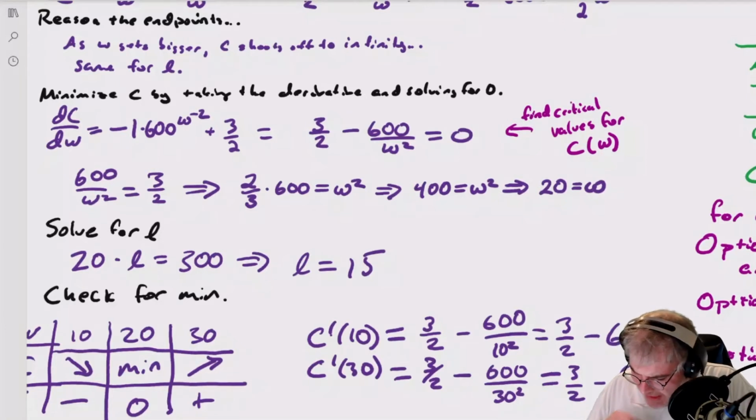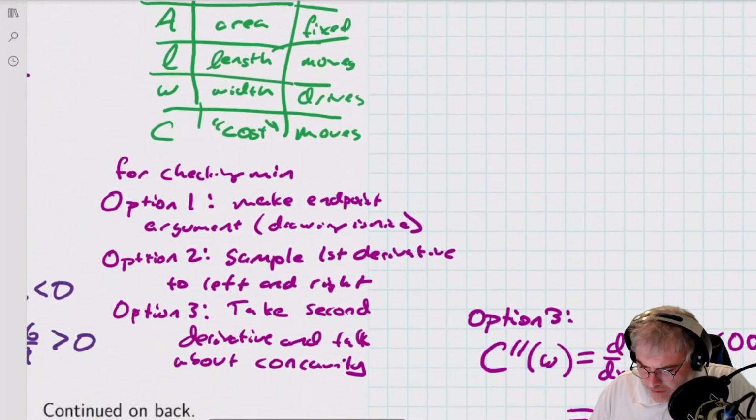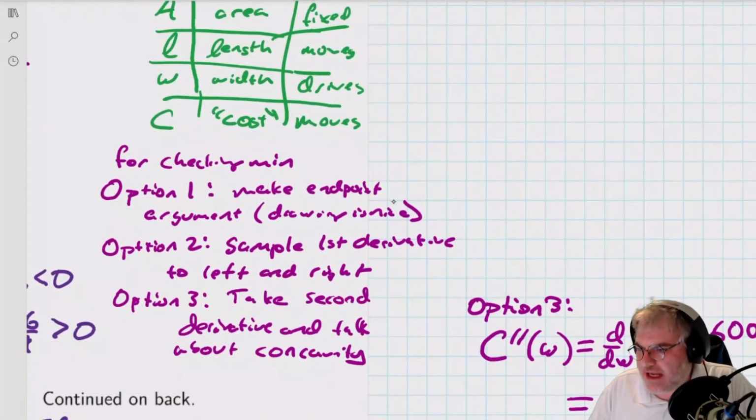Now, I need to check to make sure that I have a min. There are three ways to do this. The first is to make an endpoint argument. And for this, a drawing is always nice. The second thing I could do is sample the first derivative, or the third thing I could do is take the second derivative and see if I could pull it off with concavity. Okay? So there are three ways to do this step.